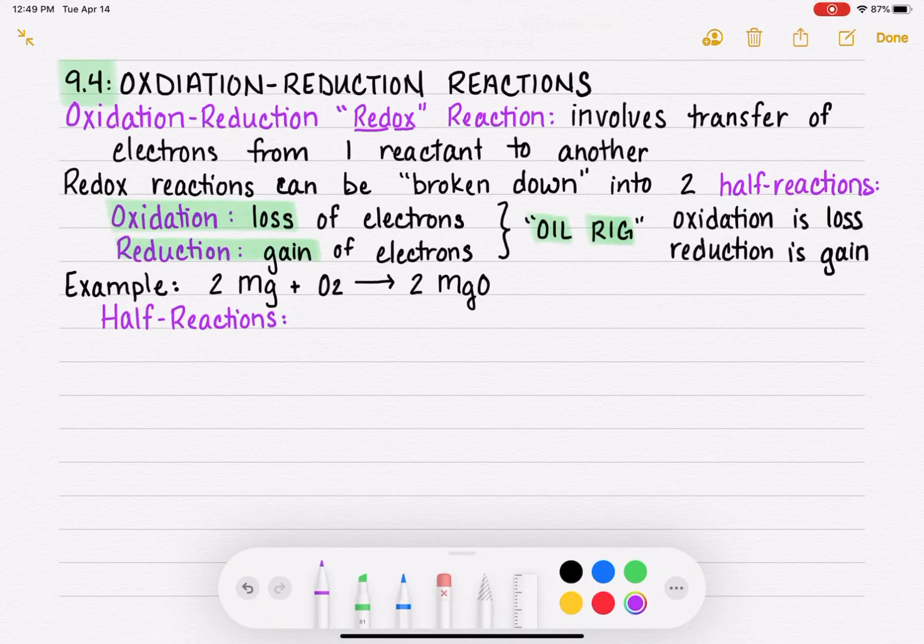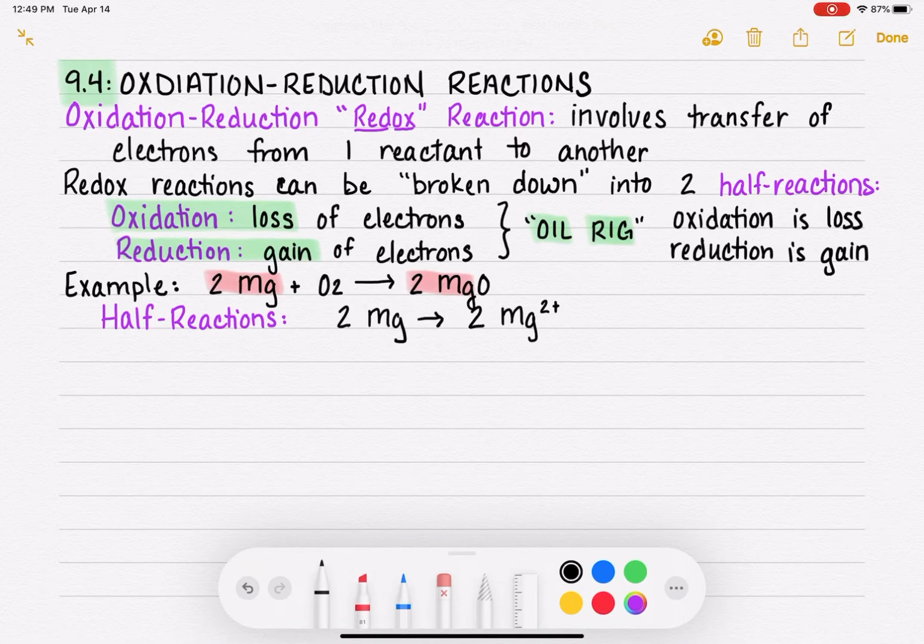One of the half reactions is the two magnesium atoms turning into two magnesium ions, Mg2+. So let's highlight that. The two magnesium atoms right here, and they're atoms, they're not ions, and then they're turning into the two magnesium ions in MgO, that's Mg2+ and O2- right there.